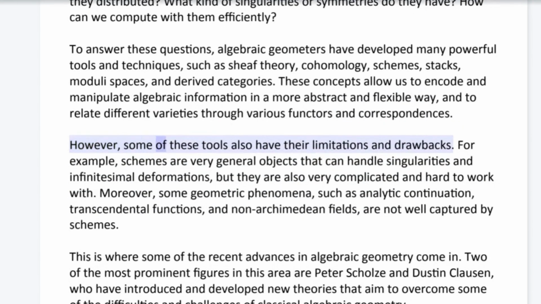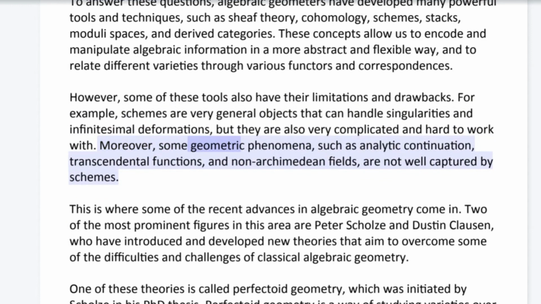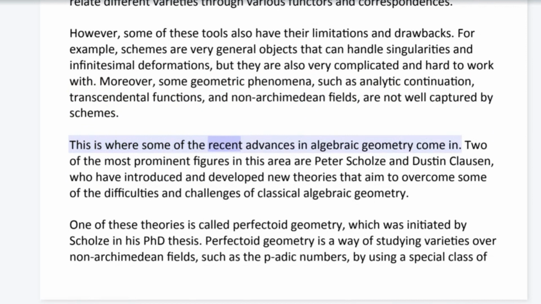However, some of these tools also have their limitations and drawbacks. For example, schemes are very general objects that can handle singularities and infinitesimal deformations, but they are also very complicated and hard to work with. Moreover, some geometric phenomena, such as analytic continuation, transcendental functions, and non-Archimedean fields, are not well captured by schemes. This is where some of the recent advances in algebraic geometry come in.